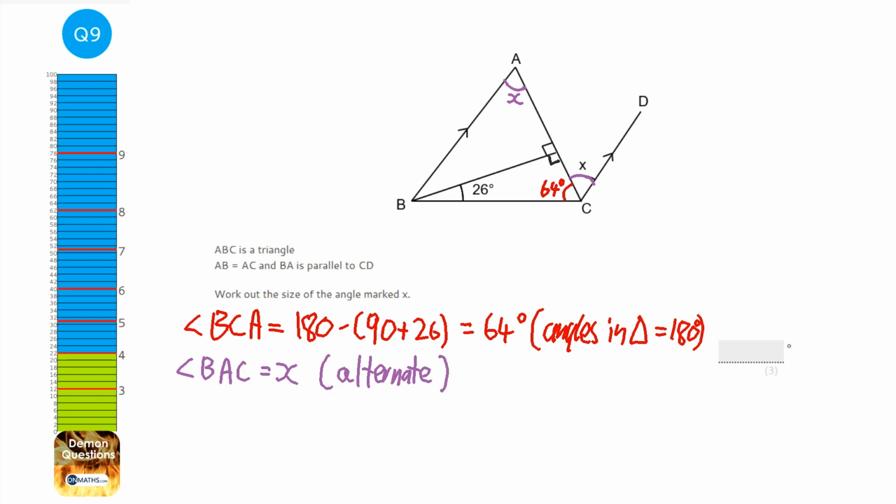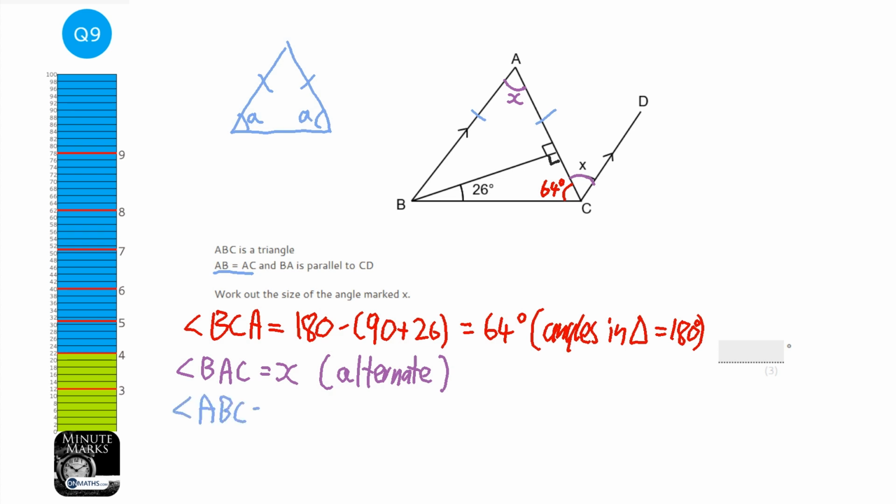Okay, the next bit, if you have only used the diagram and not read the question, you're going to have real problems because you can't answer the next bit without reading the question. This bit here in the question is critical, the fact that AB is the same as AC. So that length there and that length there are equal. Now something we do know about isosceles triangles, which this is, that bottom two angles are equal. They are the same. Therefore, the next bit I can write down is angle ABC is going to equal 64 degrees as well.